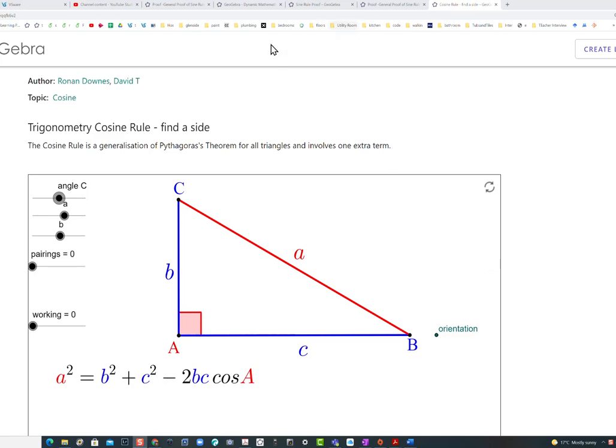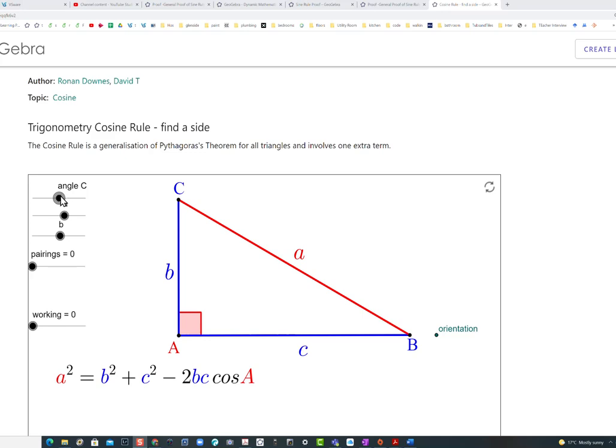Okay, we start off by looking at the cosine rule in a very special case, when one of the angles is a right angle. You see, the cosine rule is a rule for general triangles. But as we can see, angle A is 90 degrees when you have a right angle triangle. And of course the cos of 90 degrees, you can check this on your calculator, is 0. So what we have is Pythagoras' theorem.